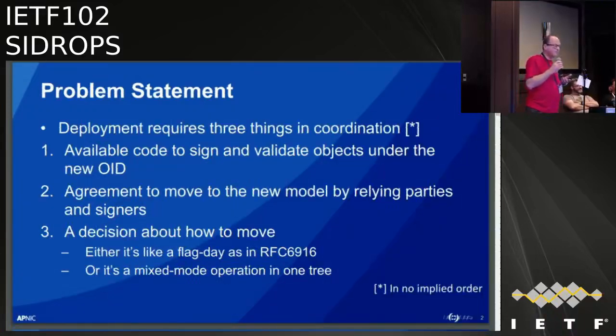So if we think that we have to move to a new model, there is this fundamental requirement that requires some degree of coordination. And I absolutely stress, I do not mean to imply hierarchy or ordering of the things that have to be considered here. I'm just saying there appear to be a minimum of three things that have to be thought about. You need to have code, and that's on two sides, to both make things and validate things. And you need to have an agreement in the community at large, which principally is about both the signers and the relying parties that they want to move. But you also have to know how you're going to move.